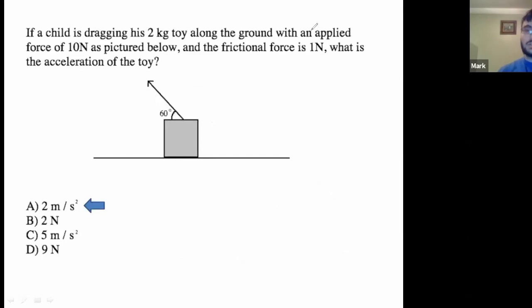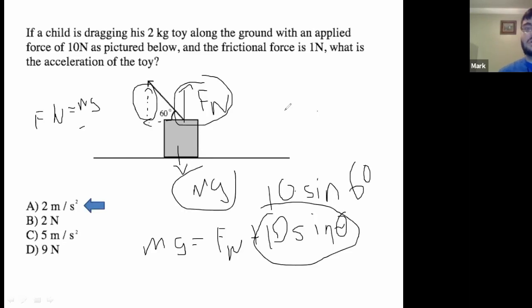Oh, I shouldn't delete that. There you go. Does that make sense to everybody? Normal force in this case is not equal to mg, even though it is a flat surface, because there's another force here that's going up. These two forces combine to equal mg.